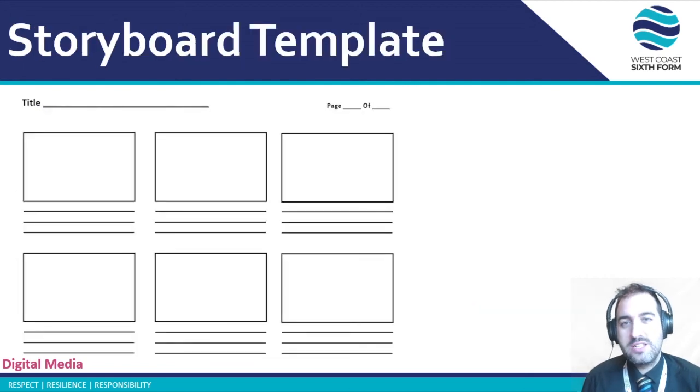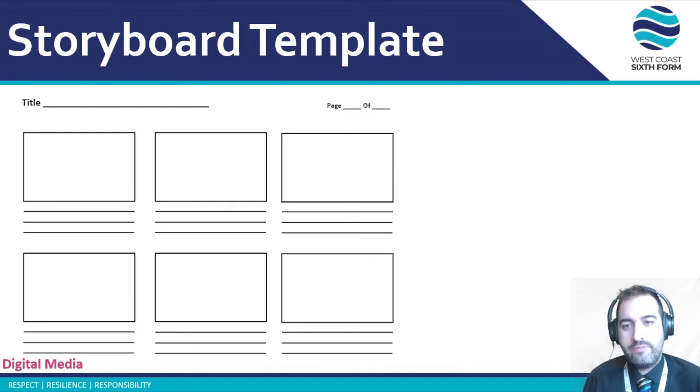On the screen now you can see a storyboard template. We've got 6 panels on the page. You've also got some lines underneath where you can annotate any descriptions of sound, any other little descriptions to describe the scene, any of the movement, the dialogue. Also you've got the space there to then draw what's happening in the scene.